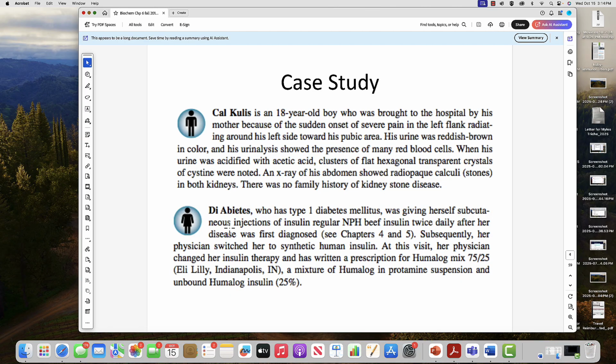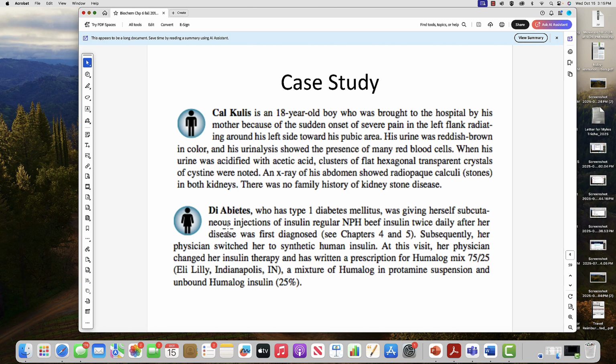The next two patients are Cal Cullis and diabetes. We are very familiar with diabetes now. She is not a new patient for us. We've seen her since the first chapter here. But Cal Cullis is a new patient. He's an 18-year-old boy that was brought to the hospital with severe pain. And there were tests that were run and x-rays that were also taken. So I want you to take the time to read through these. Think about, as you're reading through these various case studies of these patients, what are some things that stand out to you given what we've already lectured about from chapters 4 and 5, and what are some questions that you have of unknowns.